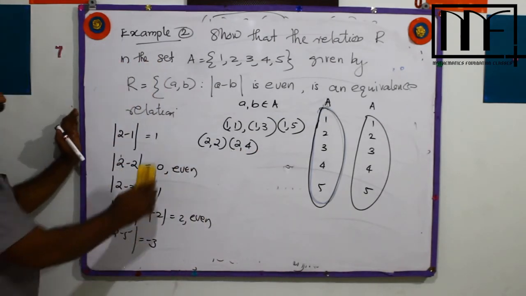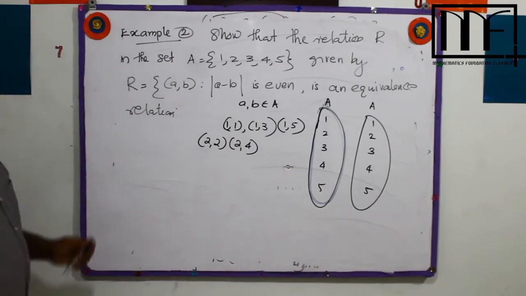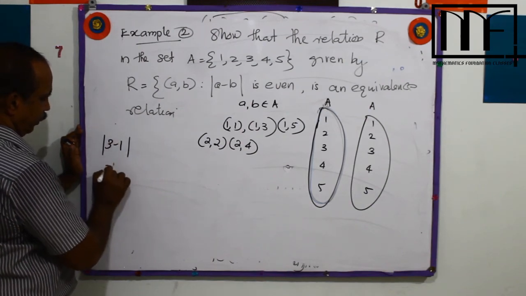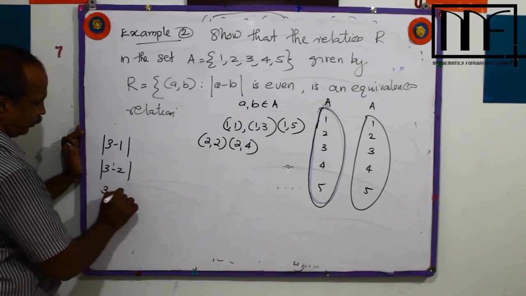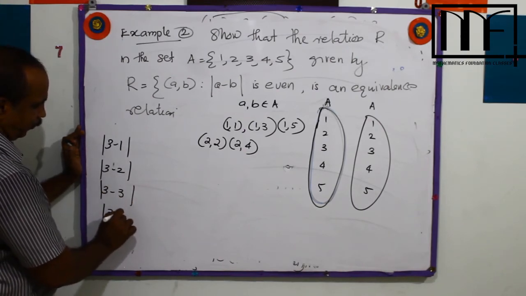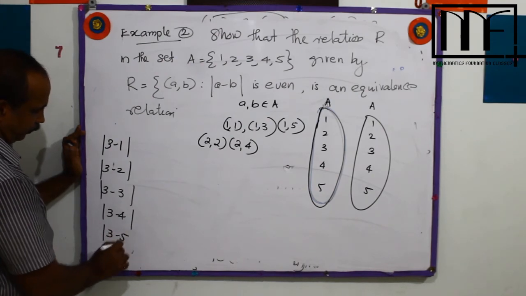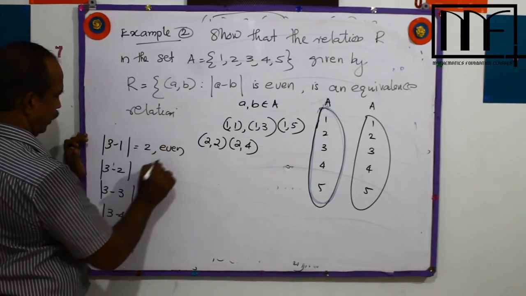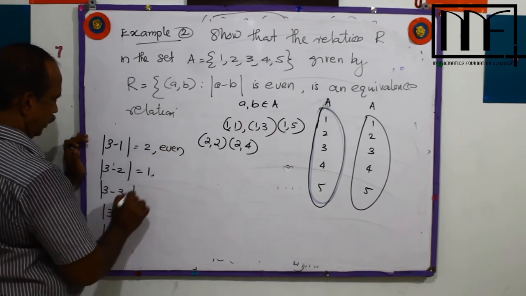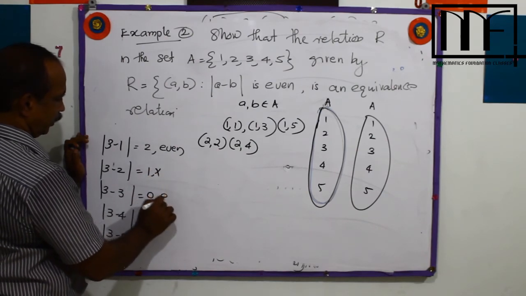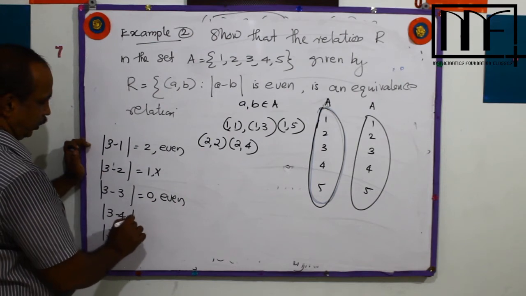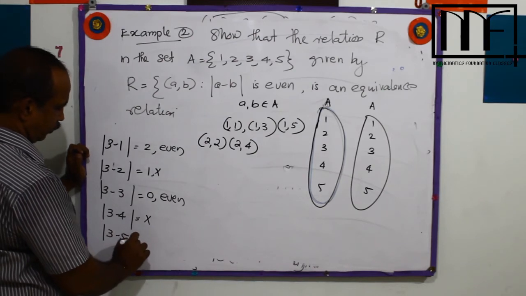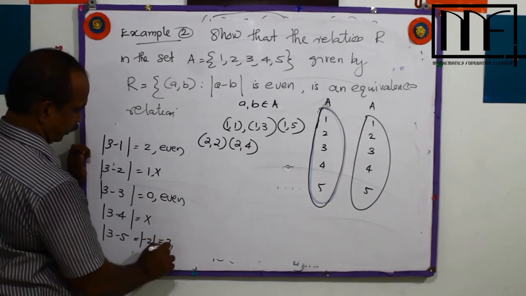Let's try the third number, that is 3, from the domain set. So modulus 3 minus 1, 3 minus 2, 3 minus 3, 3 minus 4, 3 minus 5. 3 minus 1 is 2, even number. 3 minus 2 is 1, odd number. 3 minus 3 is 0, that is even number. 3 minus 4 is negative 1, again that is odd number. 3 minus 5 is negative 2, modulus is equal to 2, which is again even number.